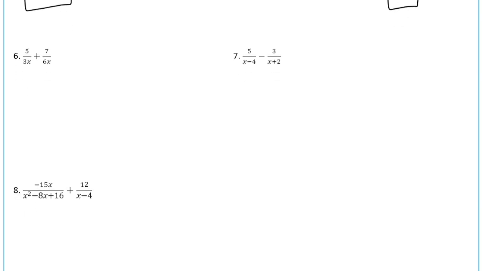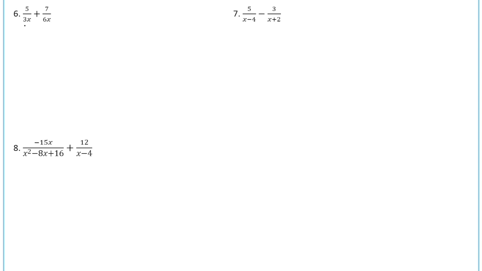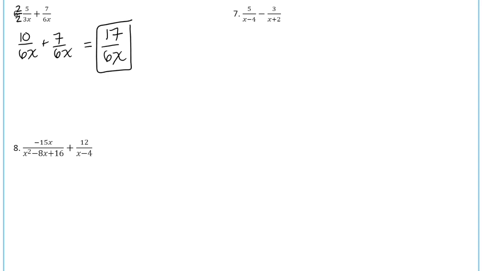All right, let's take a look at one that doesn't have a common denominator. Here I have 3x and 6x. I need this to be the same polynomial. To make 3x become 6x, all I need to do is multiply it by 2. So I'm going to multiply the first fraction by 2 over 2. I get 10 over 6x plus 7 over 6x. Add those together. 10 plus 7 is 17 over 6x.